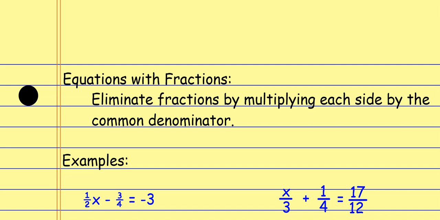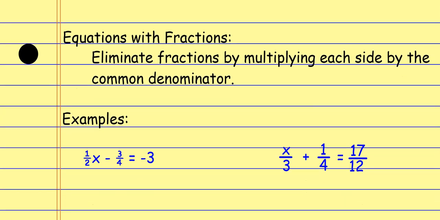So anytime I have a bunch of fractions, I can get rid of all the fractions by multiplying, because it's just a bunch of division. So I get rid of all the division at once by multiplying by the right thing. And the thing that I have to multiply by is the common denominator.